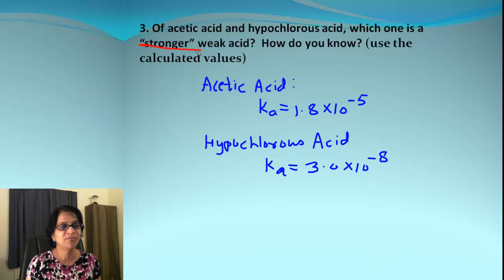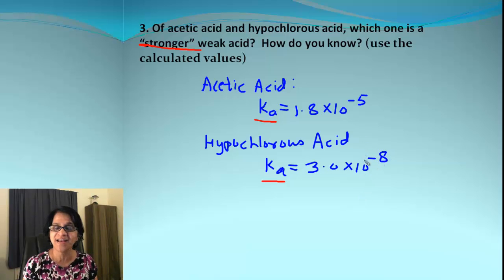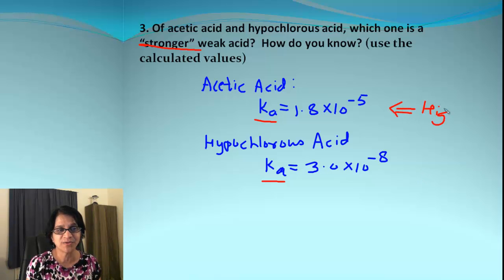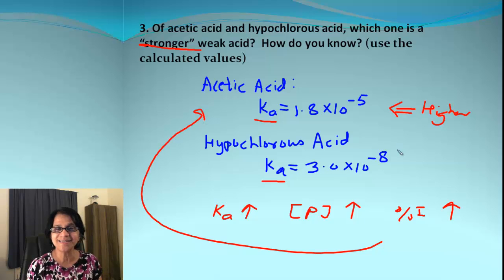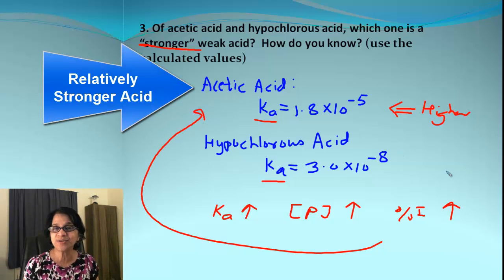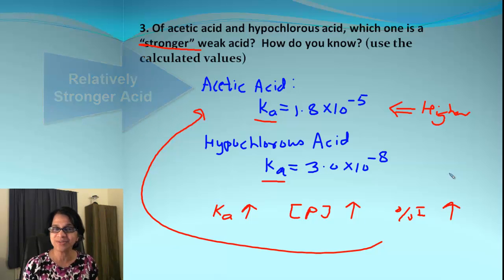Alright, our task is to find out which of the two acids is the relatively stronger acid. They both are weak, but which is relatively stronger? How do we find out? We look at Ka for each of the acids, and those are the respective values for acetic acid and hypochlorous acid. Obviously, this is the higher value. The higher the value of Ka, the higher the concentration of product. That means percent ionization also goes up. So that makes acetic acid the winning candidate. That is a relatively stronger acid than hypochlorous acid.